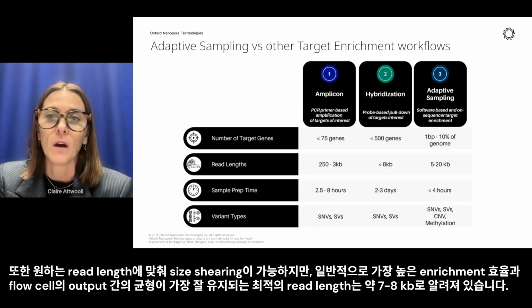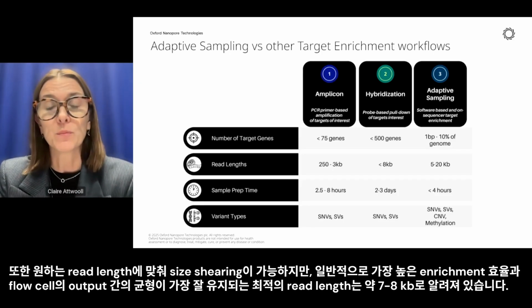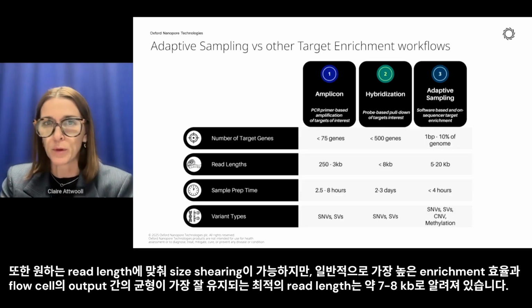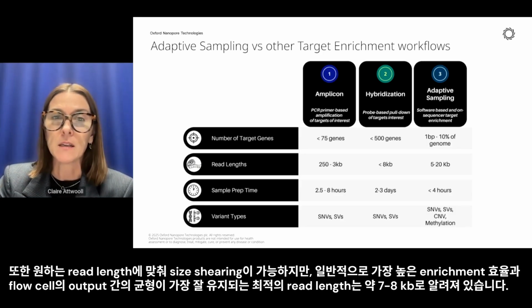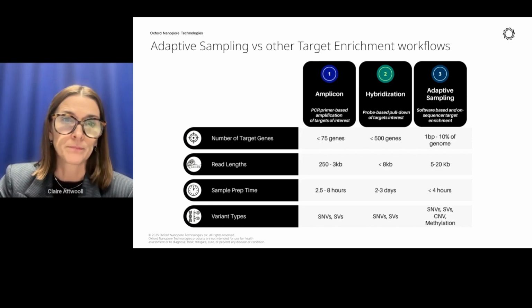Essentially, we can shear to any read length you want, but typically we have found that the sweet spot between getting the most enrichment and the best output of your flow cell is at 7 to 8 kb read lengths. And so that sample prep is a native whole genome library prep. It's around 4 hours. And from that, we get our SNVs, our structural variants, our copy number, and our methylation.